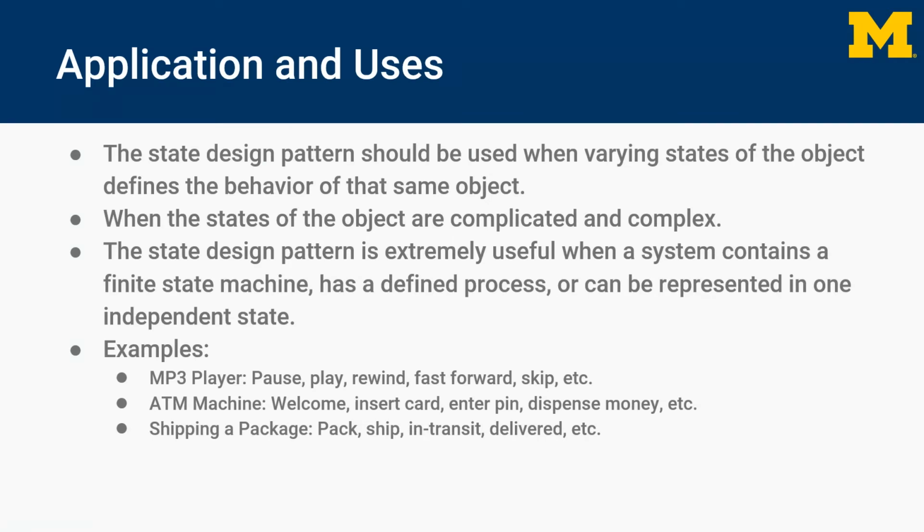Application and uses. The state design pattern should be used when varying states of the object define the behavior of that same object. When the states of the object are complicated and complex, the state design pattern is extremely useful. It is also useful when a system contains a finite state machine, as we have previously seen, has a defined process, or can be represented in one independent state.